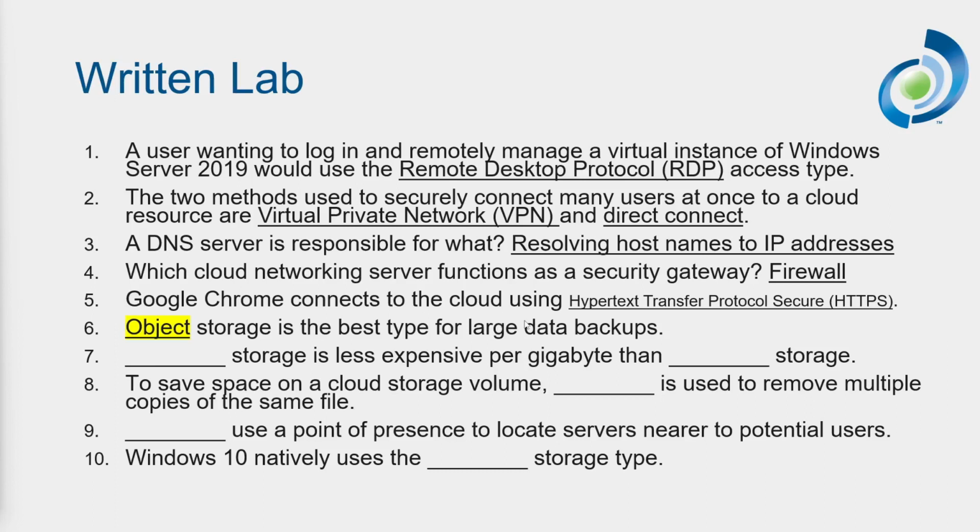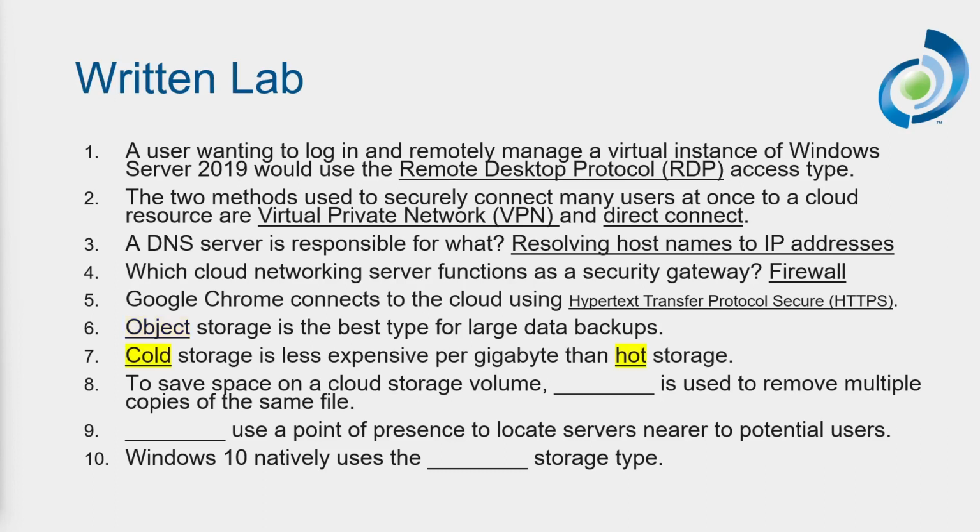All right, number seven, blank storage is less expensive per gigabyte than blank storage. You could actually fill these blanks in with several other things, but in our book, we're referring to this as cold and hot. When I see that question, one of the first things I think of is solid state drive or spinning hard drive. But for this certification, the language it's choosing to use is cold storage versus hot storage.